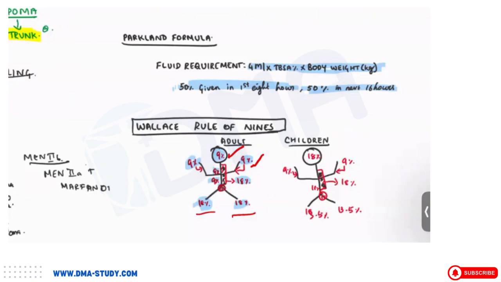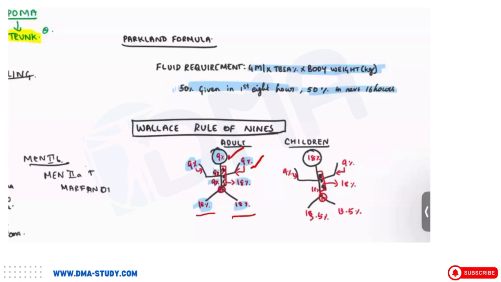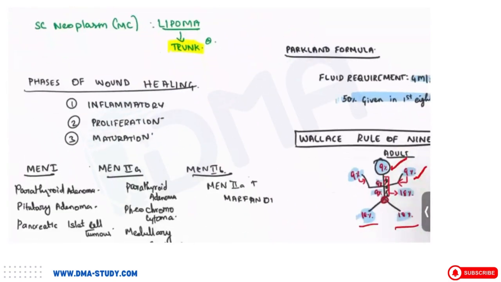So head 9, upper limb 9, lower limb 18, front and back 18 and 18, and genital or scrotal region 1. Okay, and in the case of children, everything is the same except the head goes to 18, while that 9% comes from 4.5 from each lower limb. So lower limb will have 13.5 and head will have 18, upper limb 9 each, front 18, back 18, and genital area 1%. So this is the Wallace rule of 9.